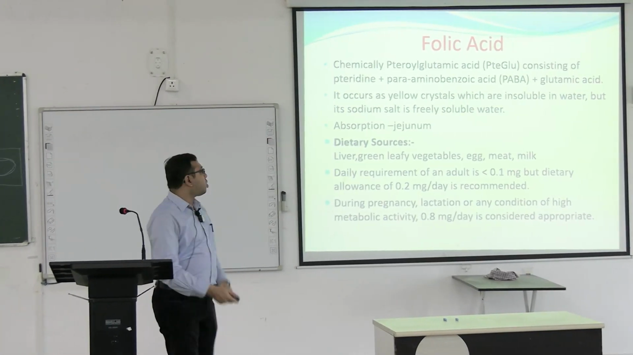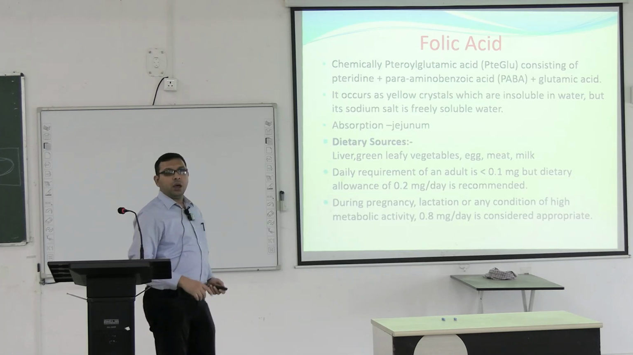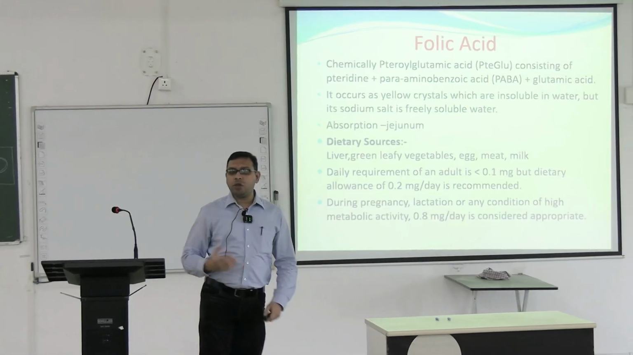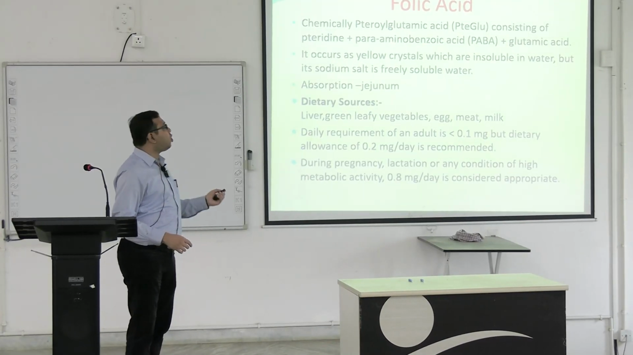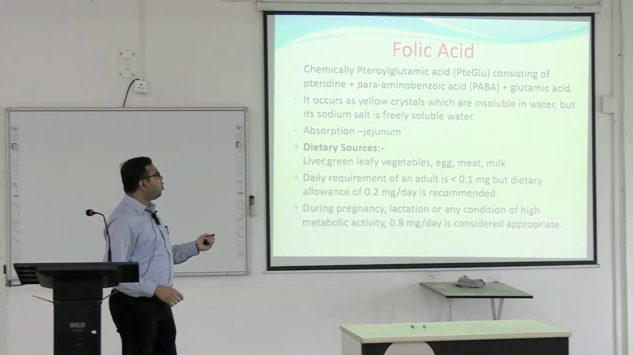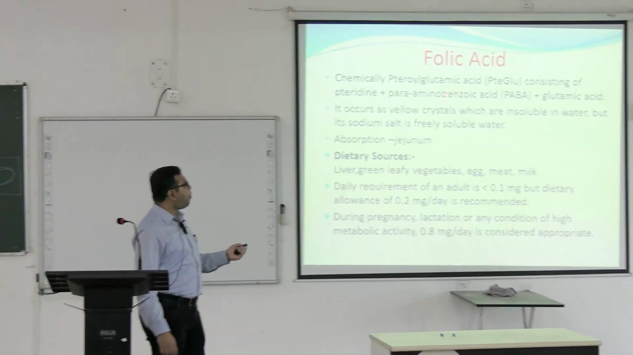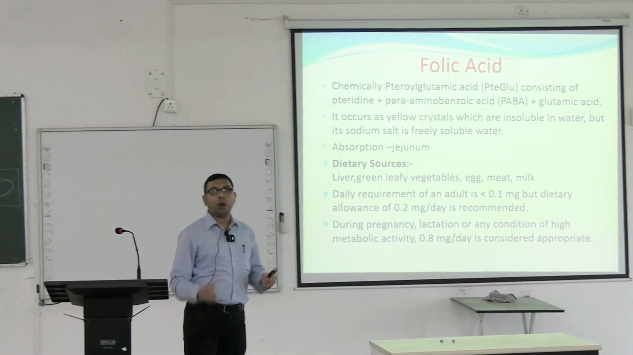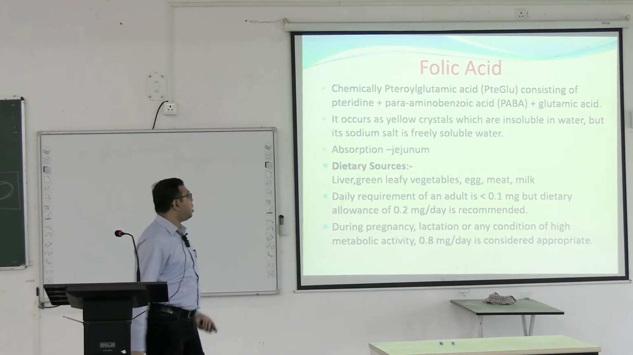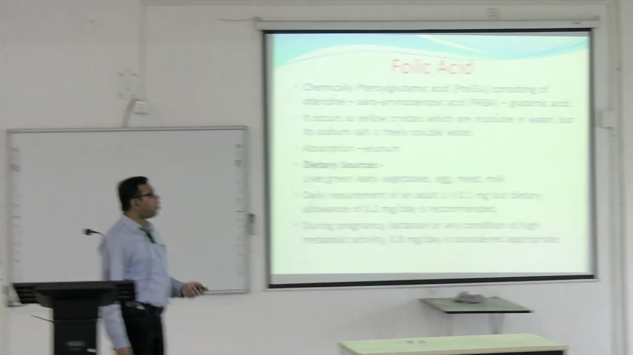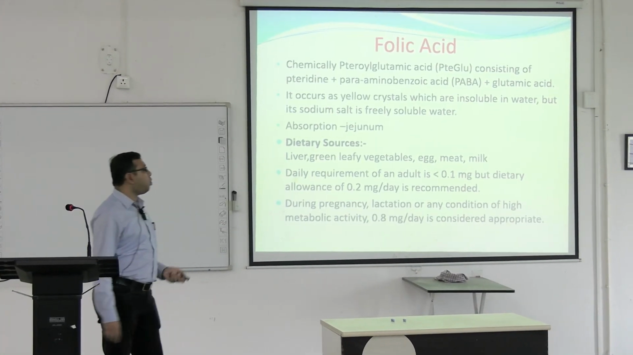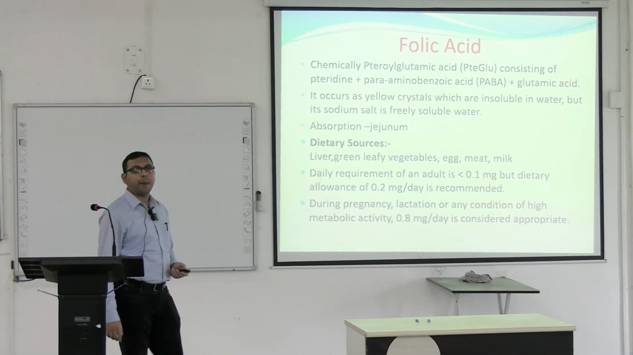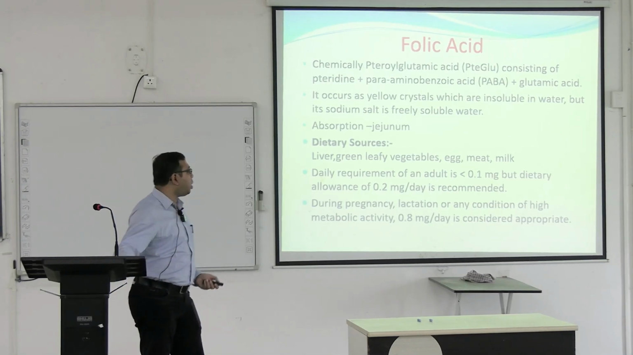So now coming to folic acid, some part of it we have also read in biochemistry and physiology. Basically this is pteroylglutamic acid chemically, which consists of the pteridine ring and para-aminobenzoic acid with glutamic acid combination. Folic acid occurs as yellow crystals, insoluble in water. The sodium salt is freely soluble in water and its main absorption happens in the jejunum of our body.